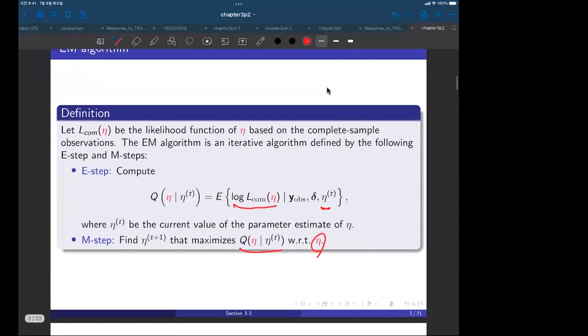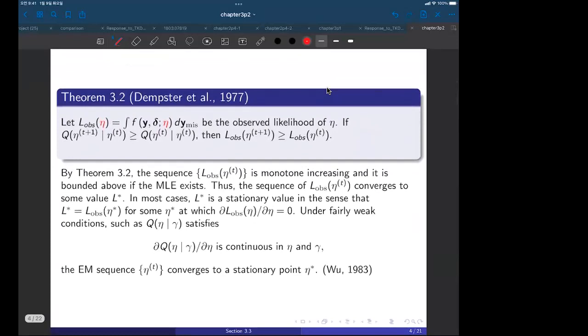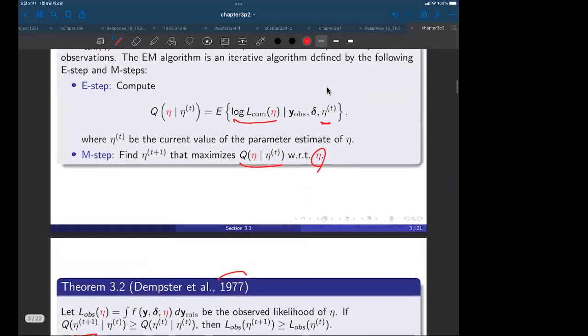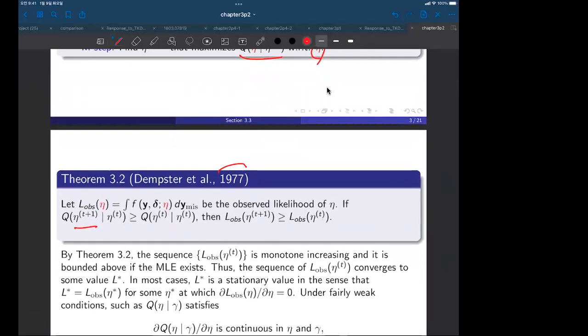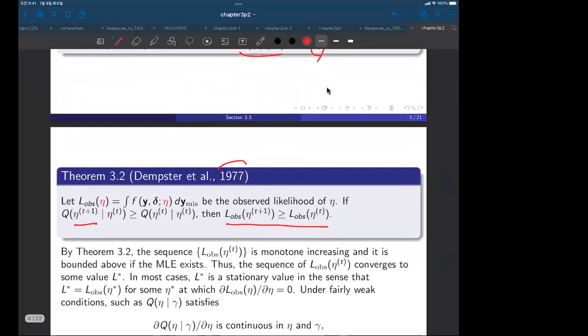One important property was proved by Dempster, Laird, and Rubin. This is one of the highly cited papers in statistics. Basically the claim is that if you find the maximizer of Q, then this maximizer will increase the observed likelihood. That is the main theory in this paper.